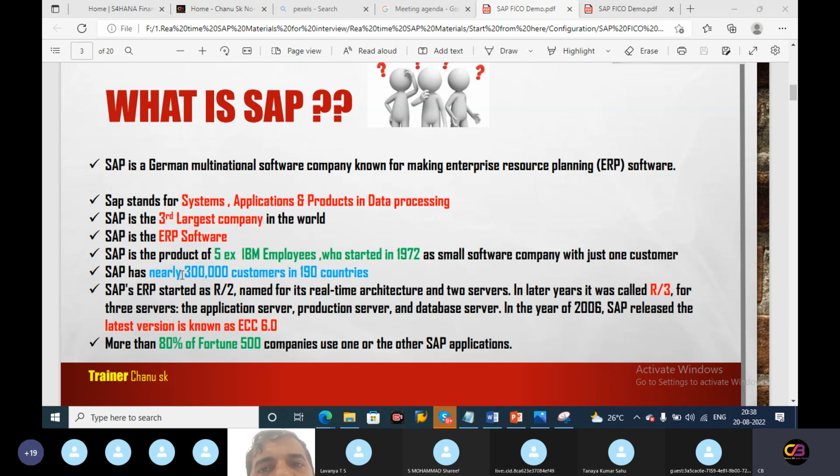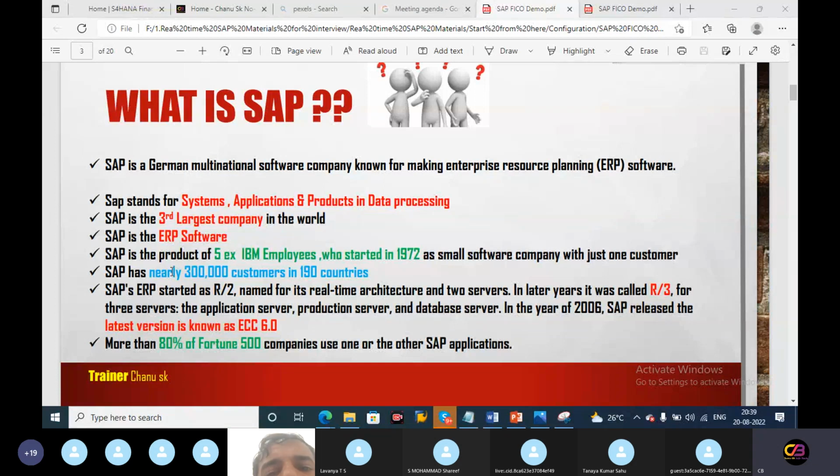Here nearly 3 lakhs is showing, but it is incorrect. It's a Word document. Now it has almost crossed 4 lakh customers in 200 countries. That means SAP is a big company. It is a topmost IT company in the world. It is rank 3 company in the world. If you compare other IT companies, SAP is among the biggest. Earlier it was given rank 3.